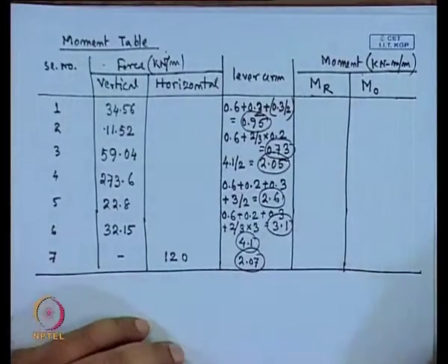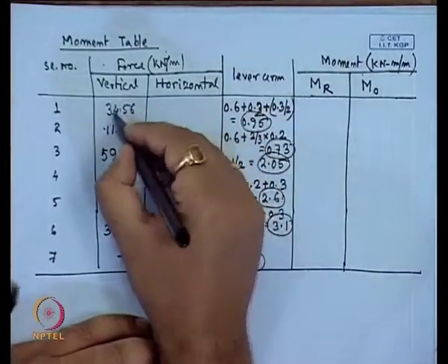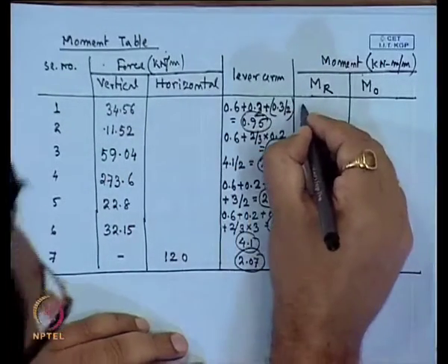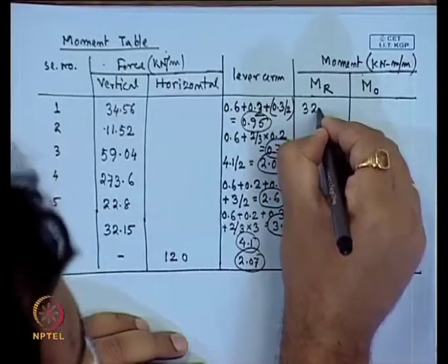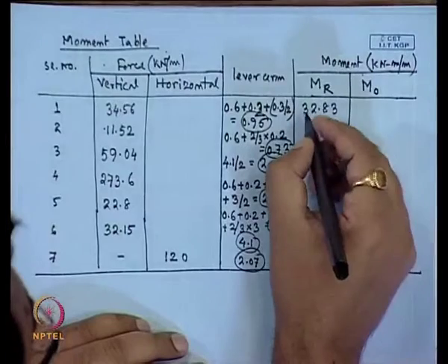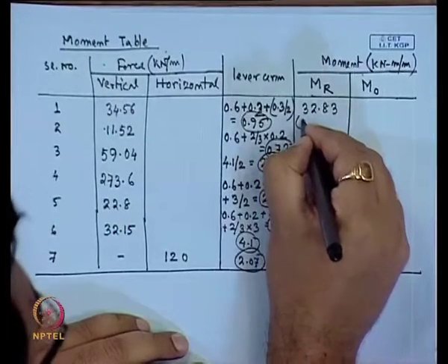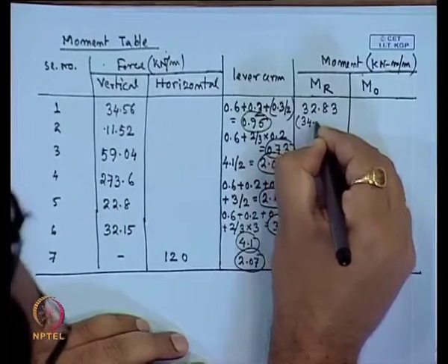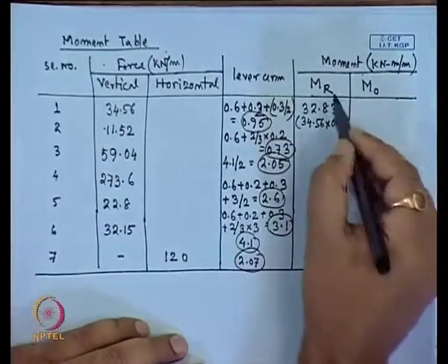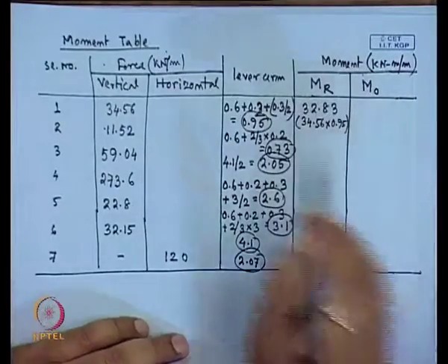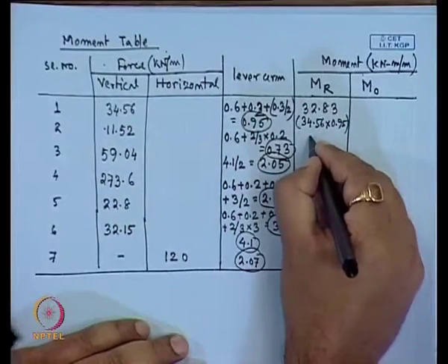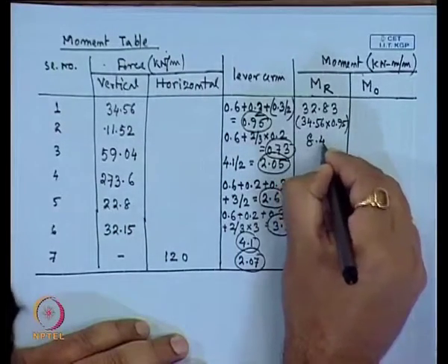Now, if I calculate this moment, this is simply 34.56 into 0.95, so the resistive moment is 32.80. Similarly, the second one is 11.52 into 0.73, so that value is 8.41.